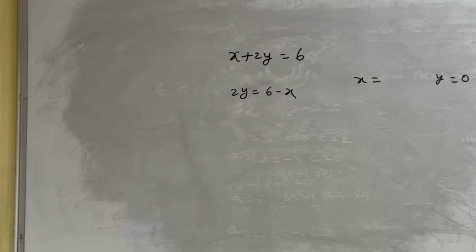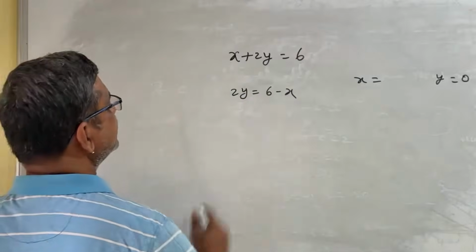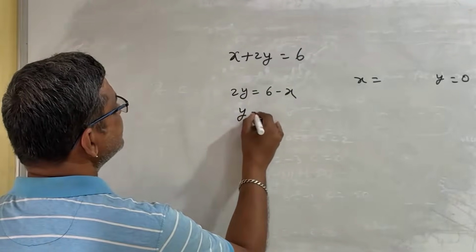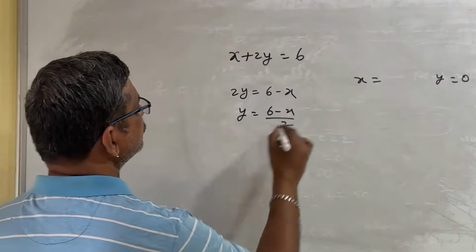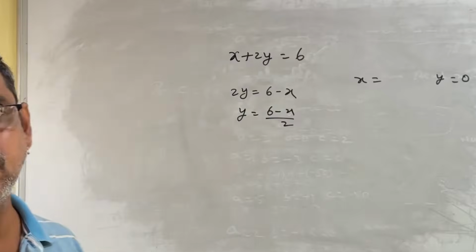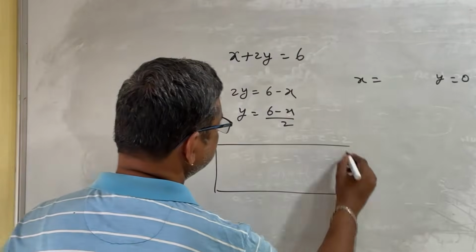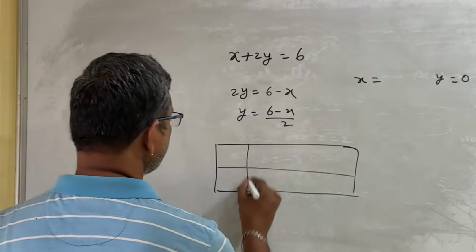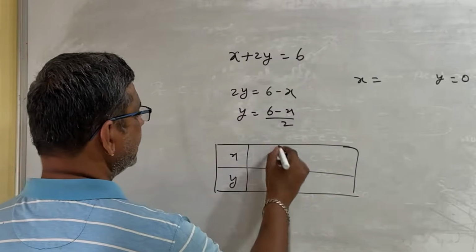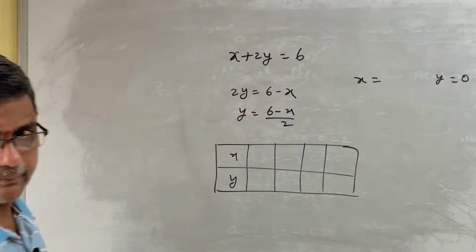What we have to do? First, keep y on LHS and send x to RHS from the given equation. So 2y is equal to 6x. Now y is (6 minus x) by 2. Okay? Now make a table like this. Keep x value, y value and write down any 4 solutions.